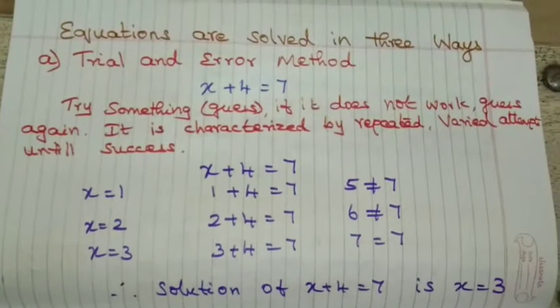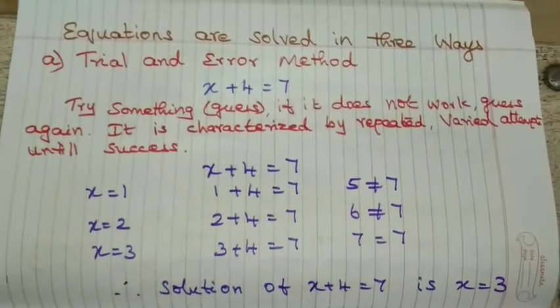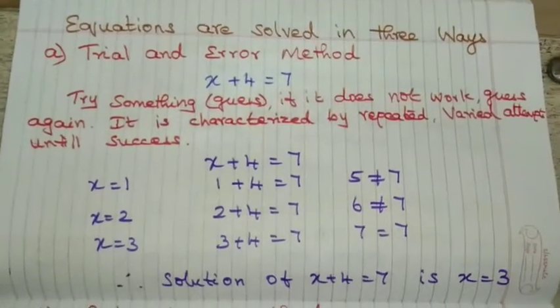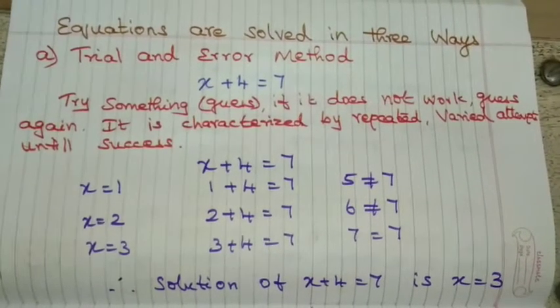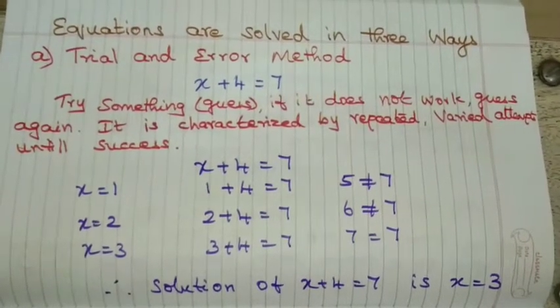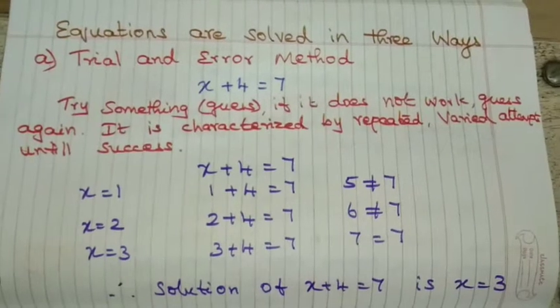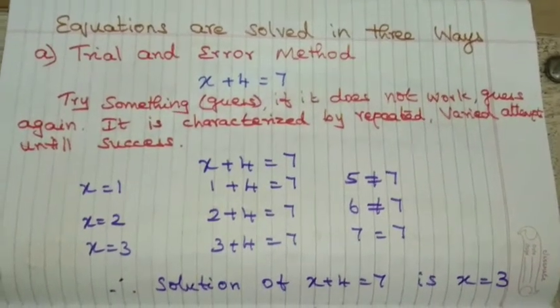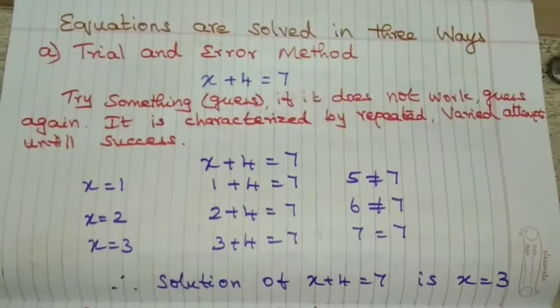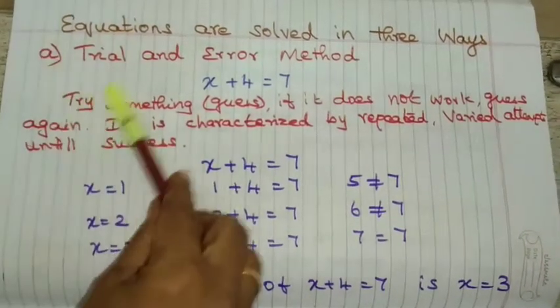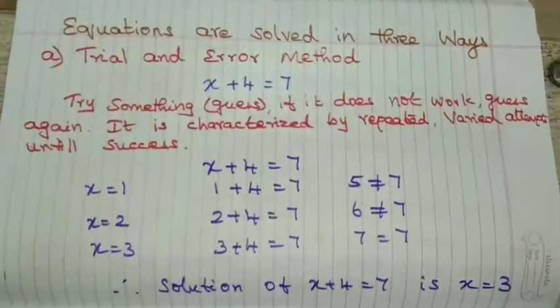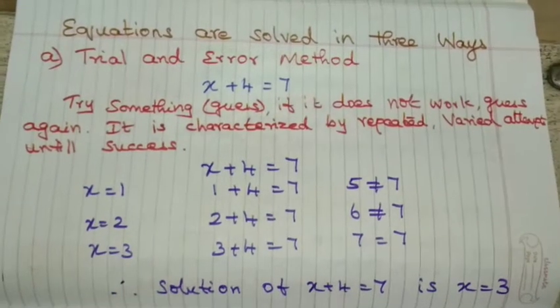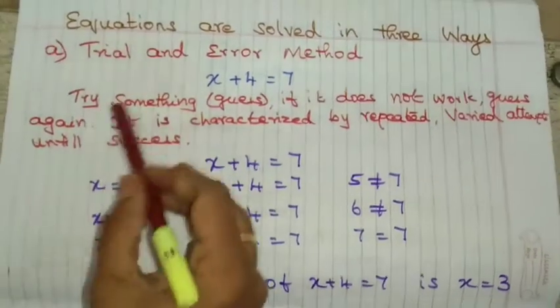Now we saw how to frame equations. But if you keep on framing equations, what is the use? You must be wondering how we will find the value of x or y or z given in the question. There are 3 ways how you can solve the equation. First type is trial and error method. This part you have studied in your 6th standard. Trial and error method.